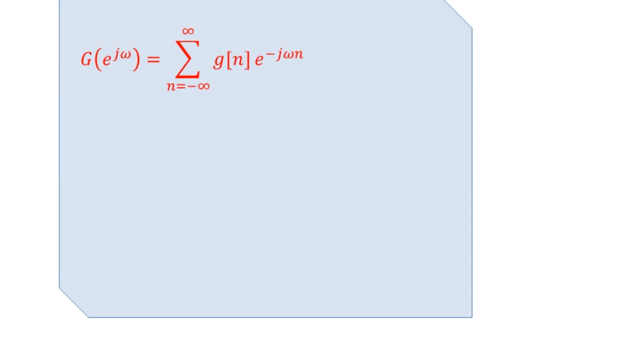So if initially g of n, small g of n, is assumed to be an infinite length sequence, then to make it a finite length sequence, it is first of all windowed by multiplying it with an n length window. Let us say in general the window we denote by w of n. So this way we first of all get it into a finite length sequence.